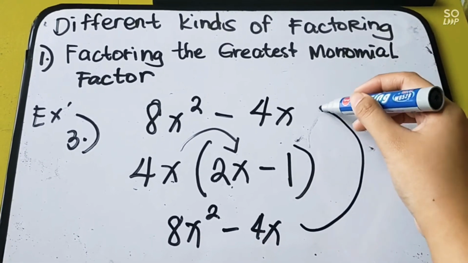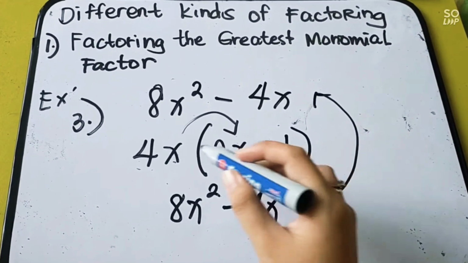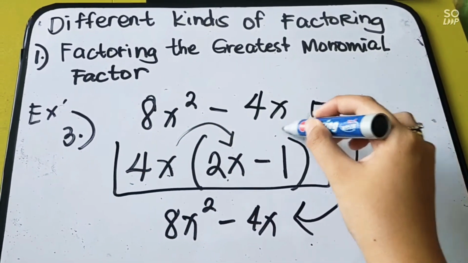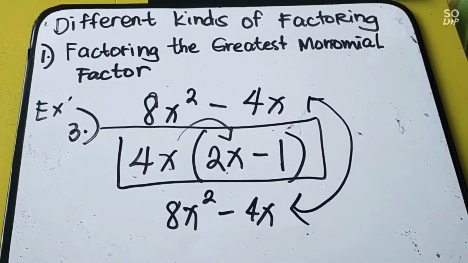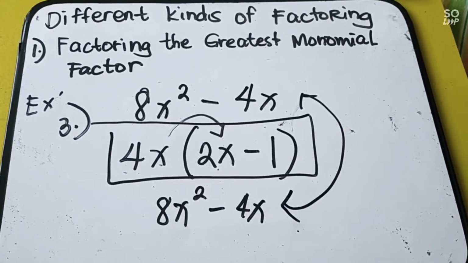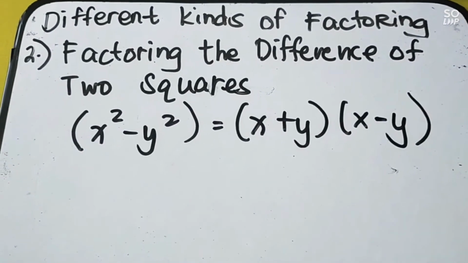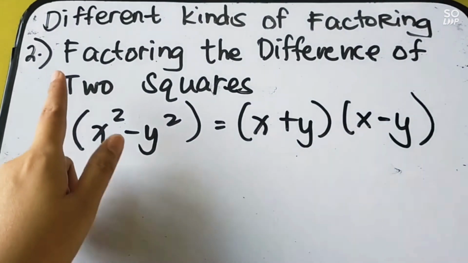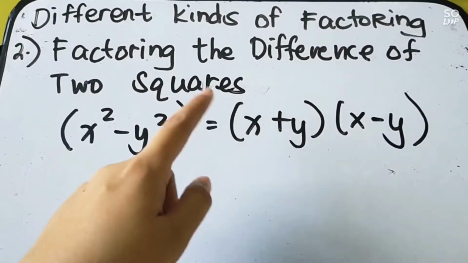As you can see, they are the same. Therefore, your factor is correct. Is it clear? Now, let's move on to another kind of factoring. Let us have the second one. We have factoring the difference of two squares.